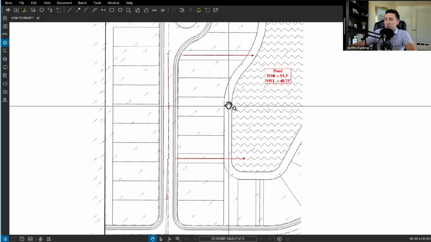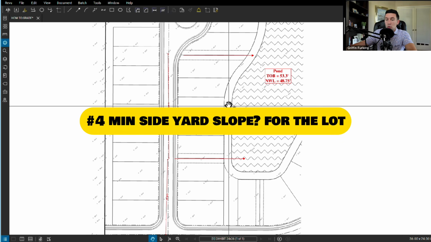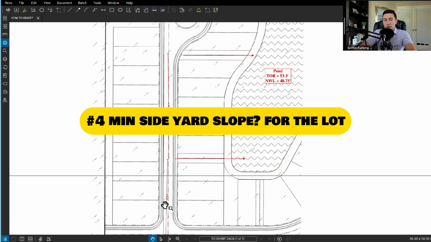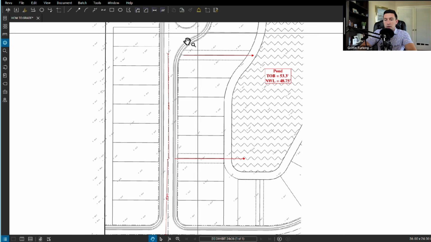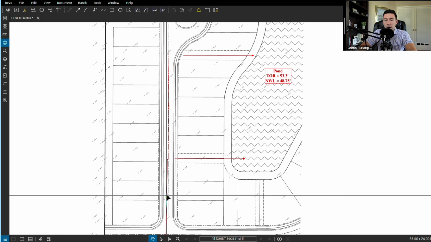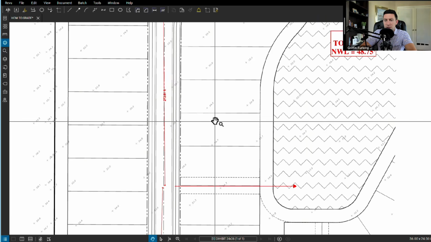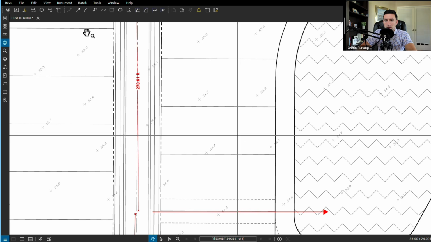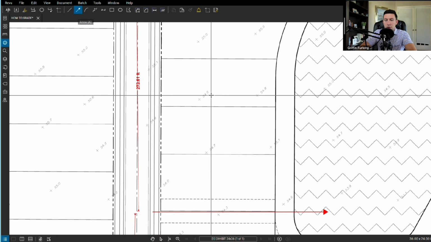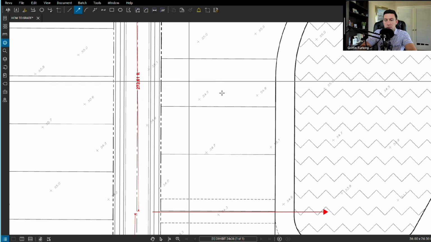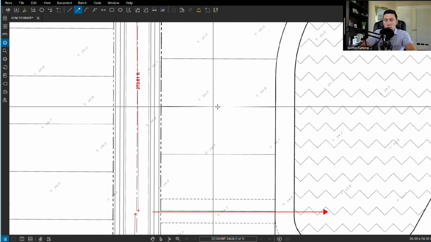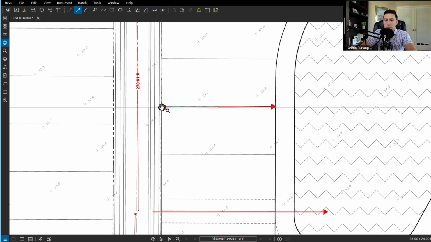All right, next up is what is the minimum side yard slope for a yard? So once we actually finish all of this road grading, then we'll set the lot grading. I always typically start with the road first, but we'll get there in a second. So what is the typical lot slope? So again, these lots need to drain. You're going to have a house that's built on this lot, so it needs to be able to drain in this side yard slope to the pond and then to the road, typically at the midpoint.